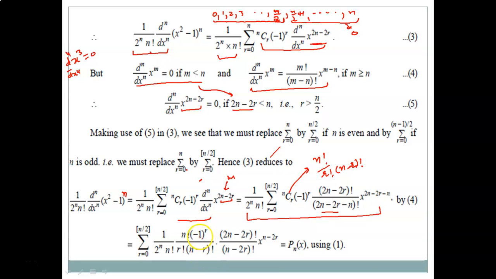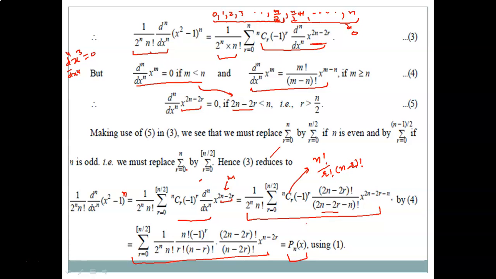Minus 1 raised to power r is there, and this (2n minus 2r)! is there, and after simplification, 2n minus n gives us n, so it remains (n minus 2r)!. Now let us have a look at this term. This is nothing but the expression of Pn, as we know from the earlier definitions.